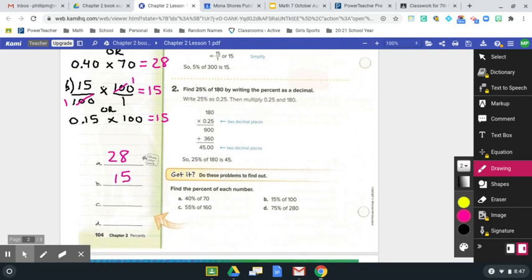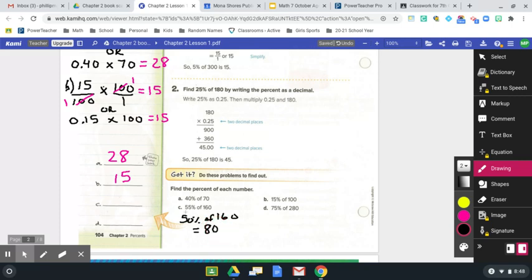Okay, letter C. So 55% of 160. So when we get more comfortable with doing percent of a number, what I want you to start to see is I want you to think about the problem itself. 55% of 160. So I want you to think about, what is 50% of 160? Think about that for a minute. What's half of 160? Wouldn't that be 80? So 50% of 160 is 80.